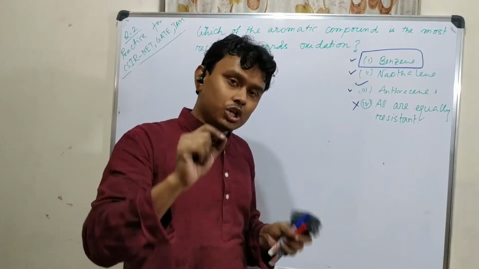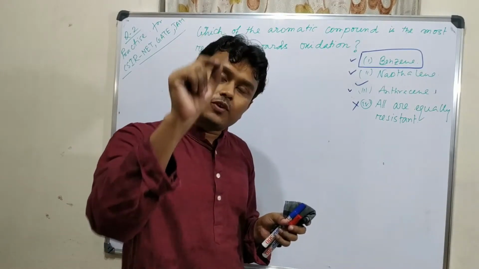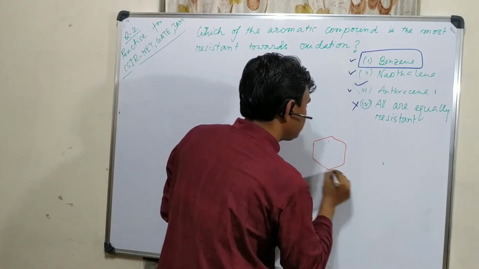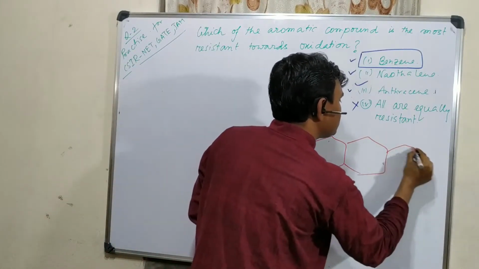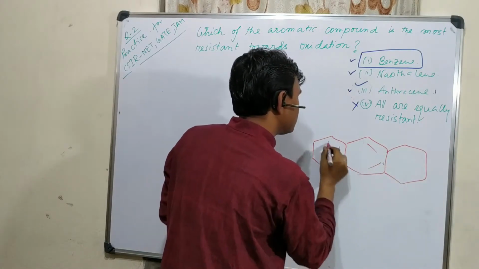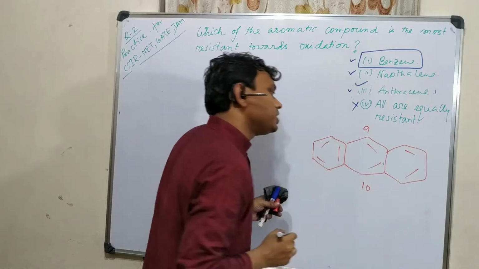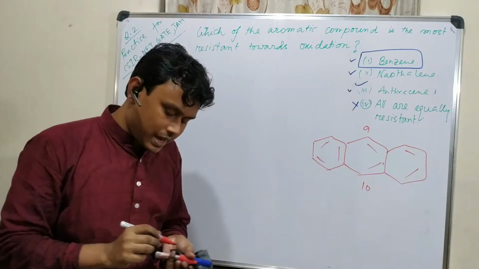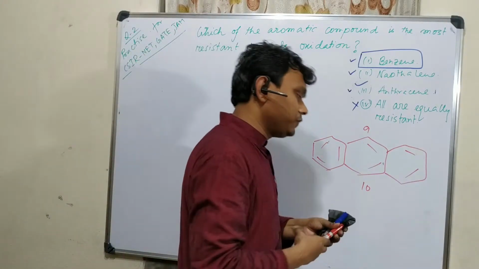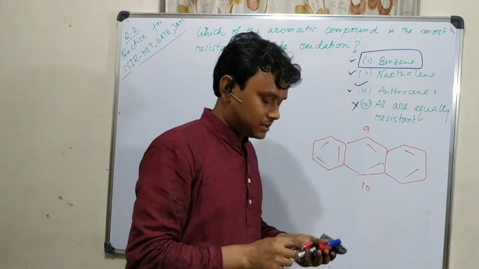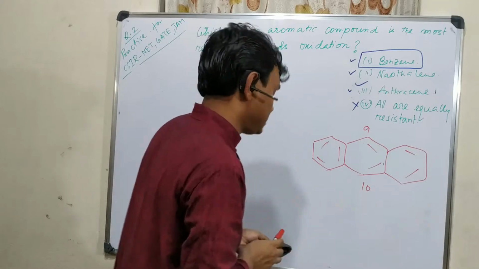Another thing you should remember is that anthracene always prefers to react at the 9-10 position. What do I mean by the 9-10 position? This is the 9-10 position. So generally anthracene prefers to react at these positions, even in a Diels-Alder reaction, these two positions. Naphthalene reacts, anthracene reacts, so this is it.